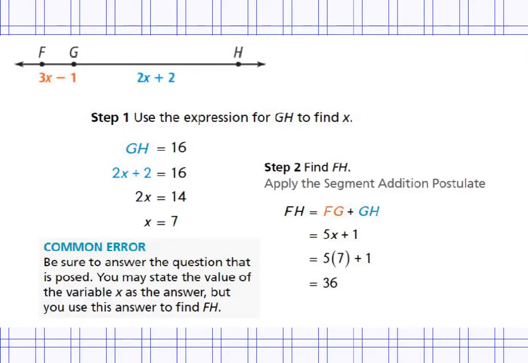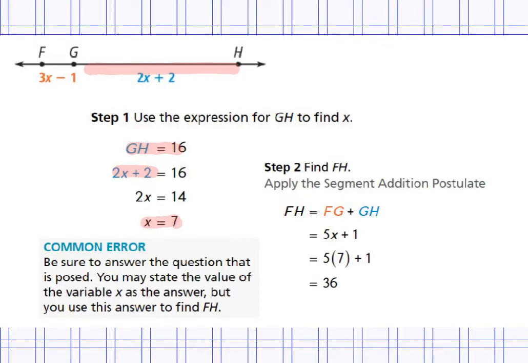This slide reviews the problem we just did a little more formally. As you can see, GH is equal to 16. So we're going to substitute the value of GH in for GH, which is 2x plus 2. And then we're going to solve and we get x is equal to 7.